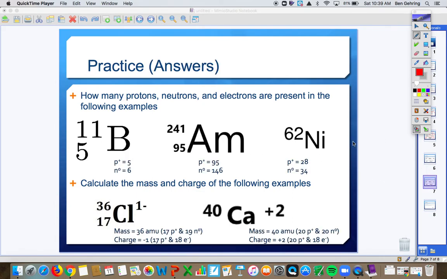And here are the answers to those example questions. Make sure that your numbers matched mine. If not, please talk to me. It's possible I could have messed up my calculations as well. So talk to me, and we will get it straightened out. But this is really important to be able to do throughout the rest of the course.